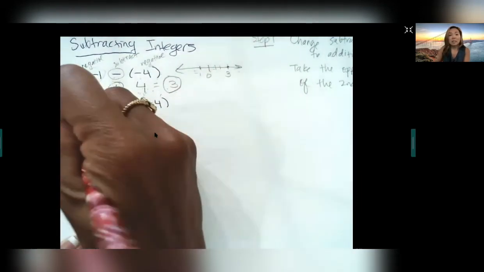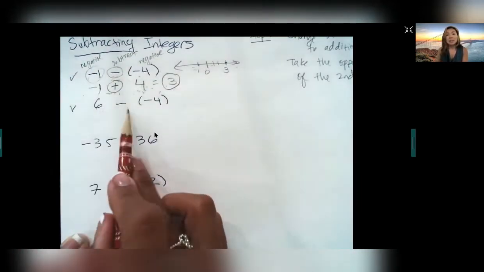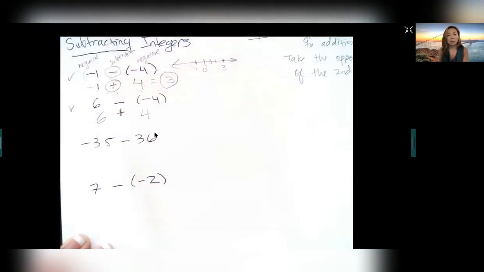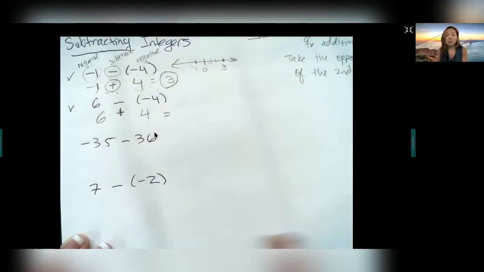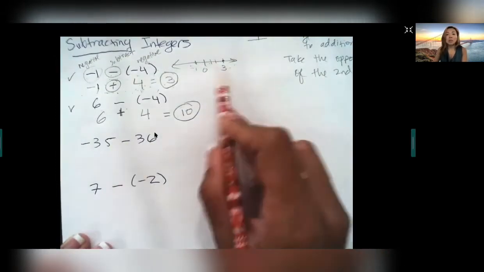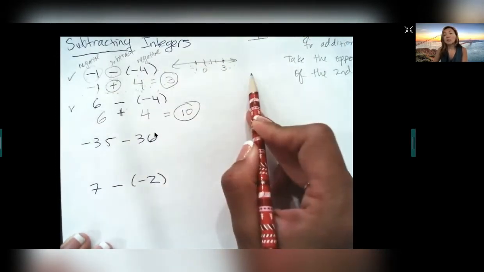So let's try the next problem here. 6 minus a -4. I'm going to change this to addition. So 6 plus, and this -4 now becomes a +4. And when you add that, what's 6 plus 4? The answer is 10. Or if you think of this visually, you move 6 steps to the right and 4 steps to the right.